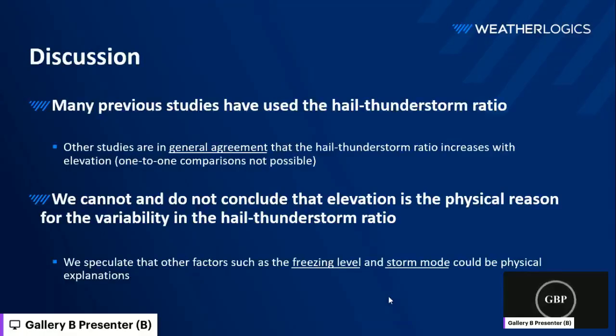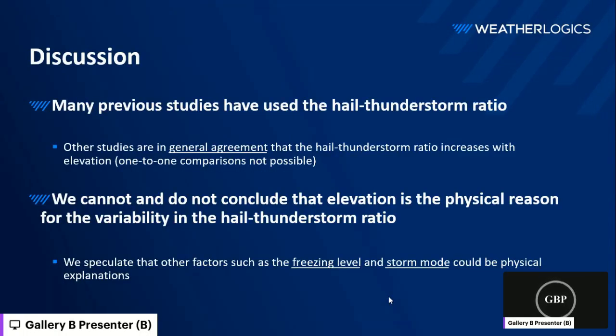But just in general, if you look at other studies, let's say in the United States, they find very high hail thunderstorm ratios in the Rockies of Montana or around Denver, and they find the lowest values in places like Washington, D.C., where they're nearly at sea level. And secondly, another very important point, when we're talking about these types of linear relationships, we're not concluding that elevation is the reason for the variability in the hail thunderstorm ratio. We speculate that just generally it's a very good proxy for this relationship.